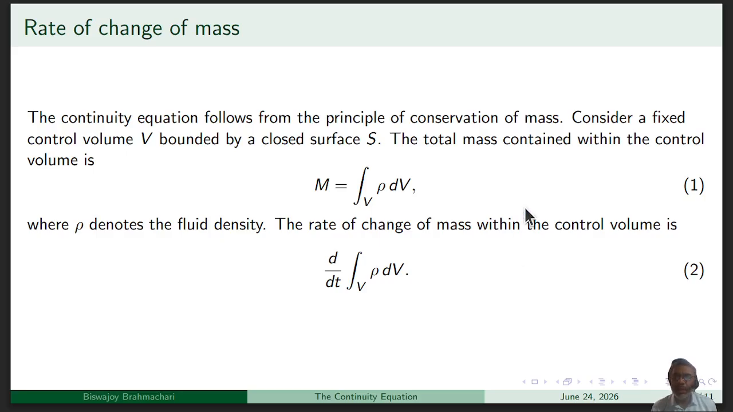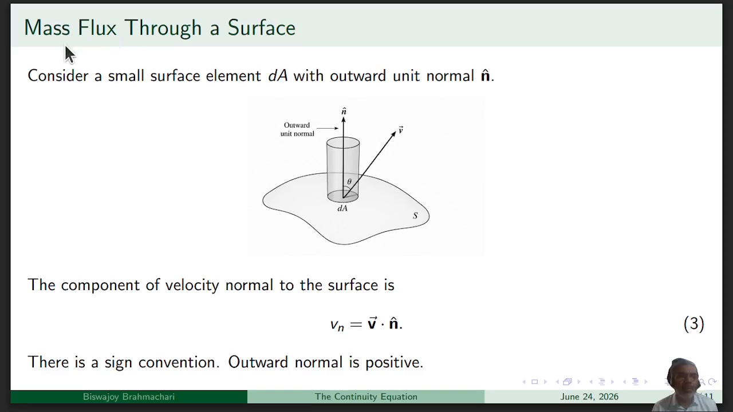The total mass contained within the control volume is the integral over V of rho dV. And so the rate of change of mass within the control volume is d/dt of the integral over V of rho dV. Now let us try to understand mass flux through a surface.